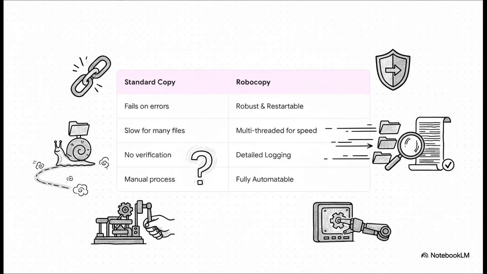And this slide, this is exactly why. Just look at the difference. A standard copy is, well, it's fragile. It hits one error and the whole thing just stops. Robocopy, it's restartable. Standard copy is painfully slow with tons of tiny files. Robocopy can use multi-threading to just blitz right through them. And maybe best of all, you get detailed logs and you can fully automate the whole thing.